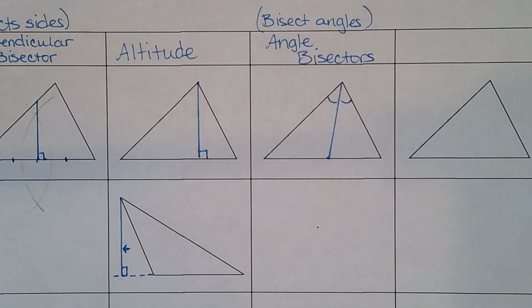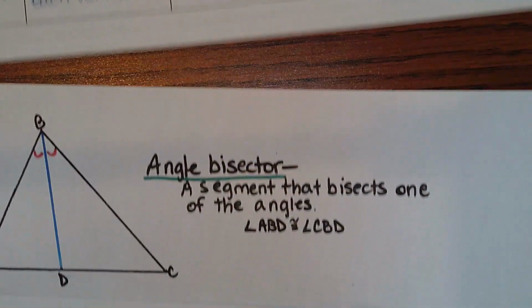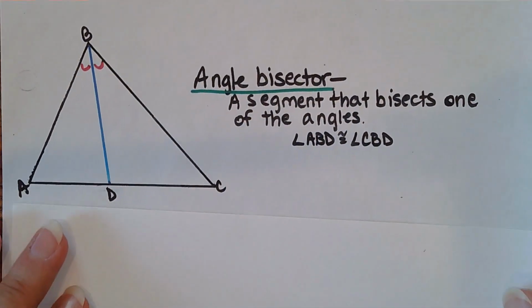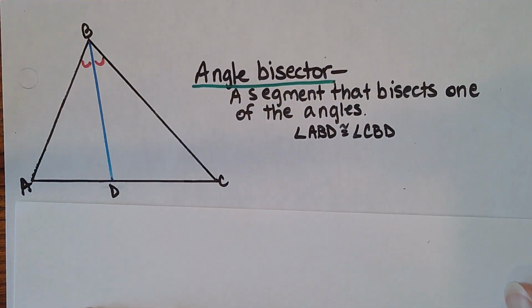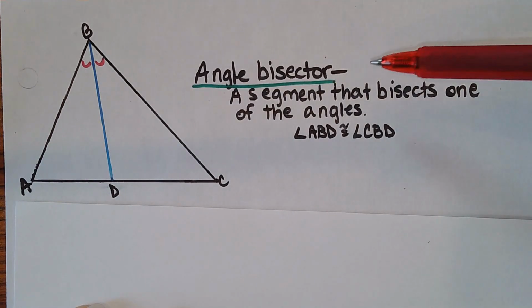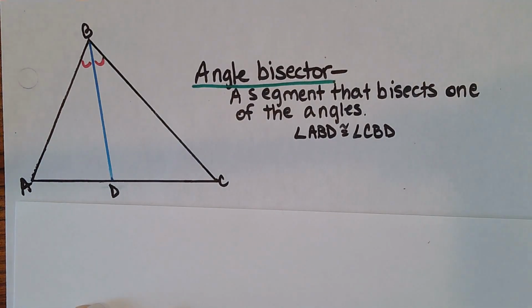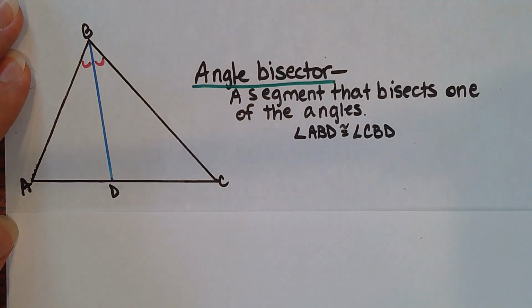What are we going to do with this? Angle bisectors. The first thing that we need to know about them is their definition. So let me move this up, move this into place. Angle bisectors are segments that bisect one of the angles. That's pretty straightforward, right? An angle bisector is a segment that bisects one of the angles, and you will get two congruent angles once you construct that.